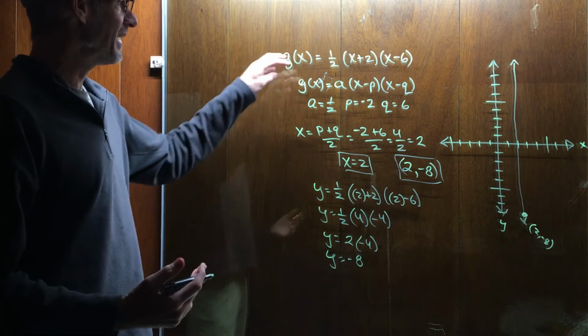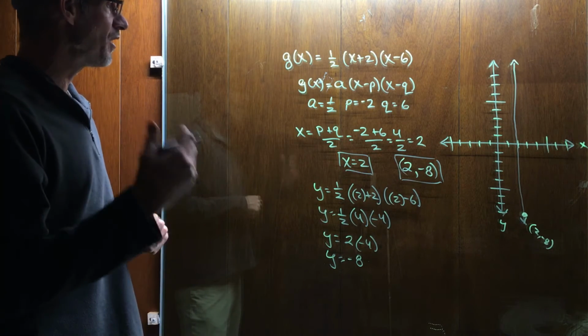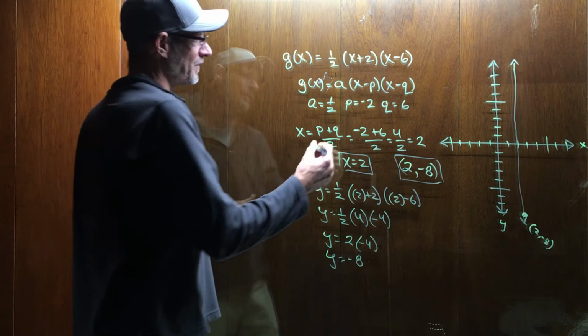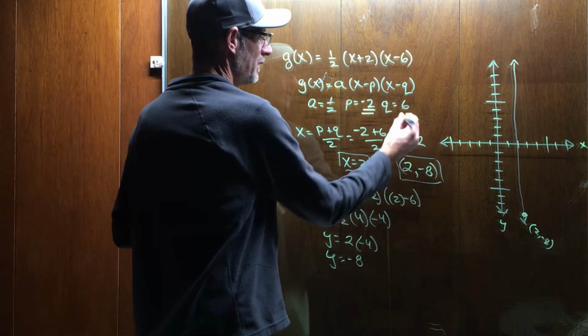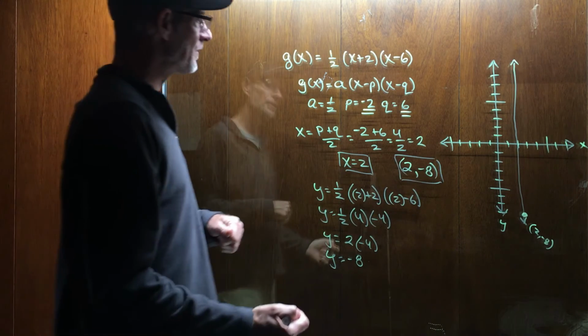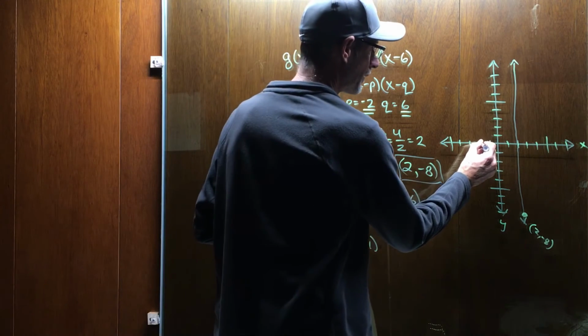But remember, this is intercept form. So we already know what our x-intercepts are. On this problem, our x-intercepts are -2 and +6. So I'm going to go ahead and put those x-intercepts on our graph.